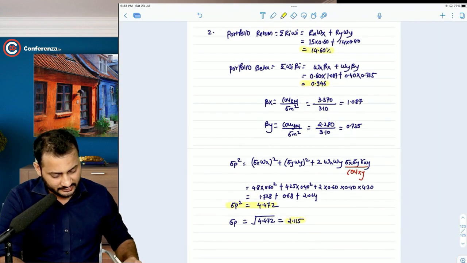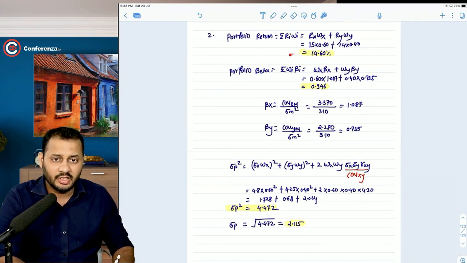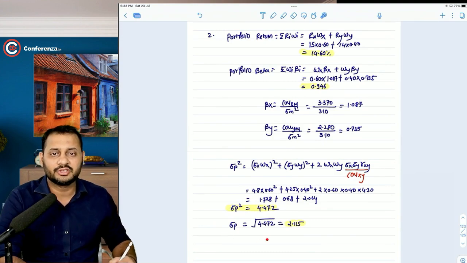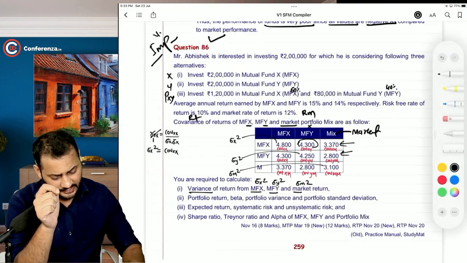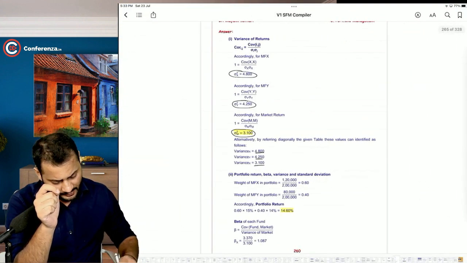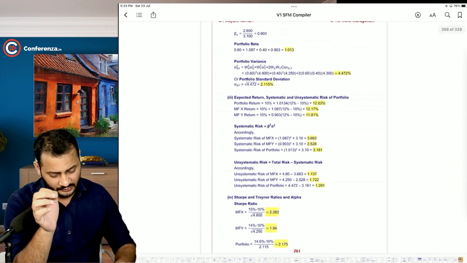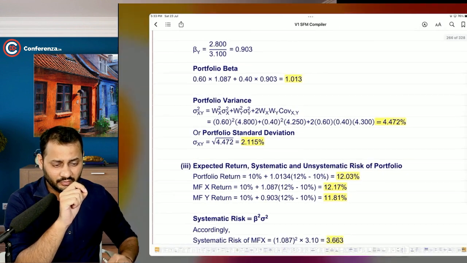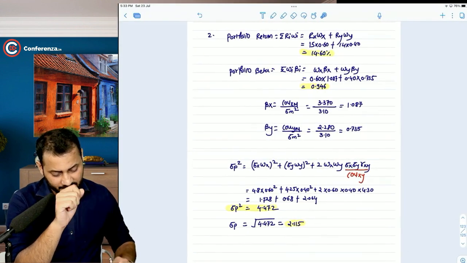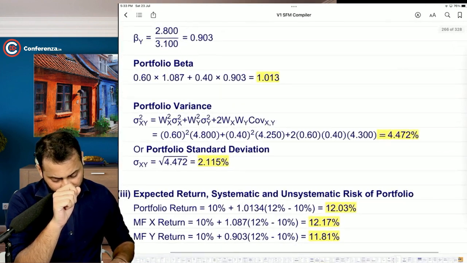So 4 answers of the second part. First, the portfolio return, portfolio beta, portfolio variance, and portfolio standard deviation. Let's check the answer if there is any mistake by us in the calculation. 14.60 portfolio return. Then portfolio beta is 1.013. That's a mistake from our side. Where did we make the mistake?